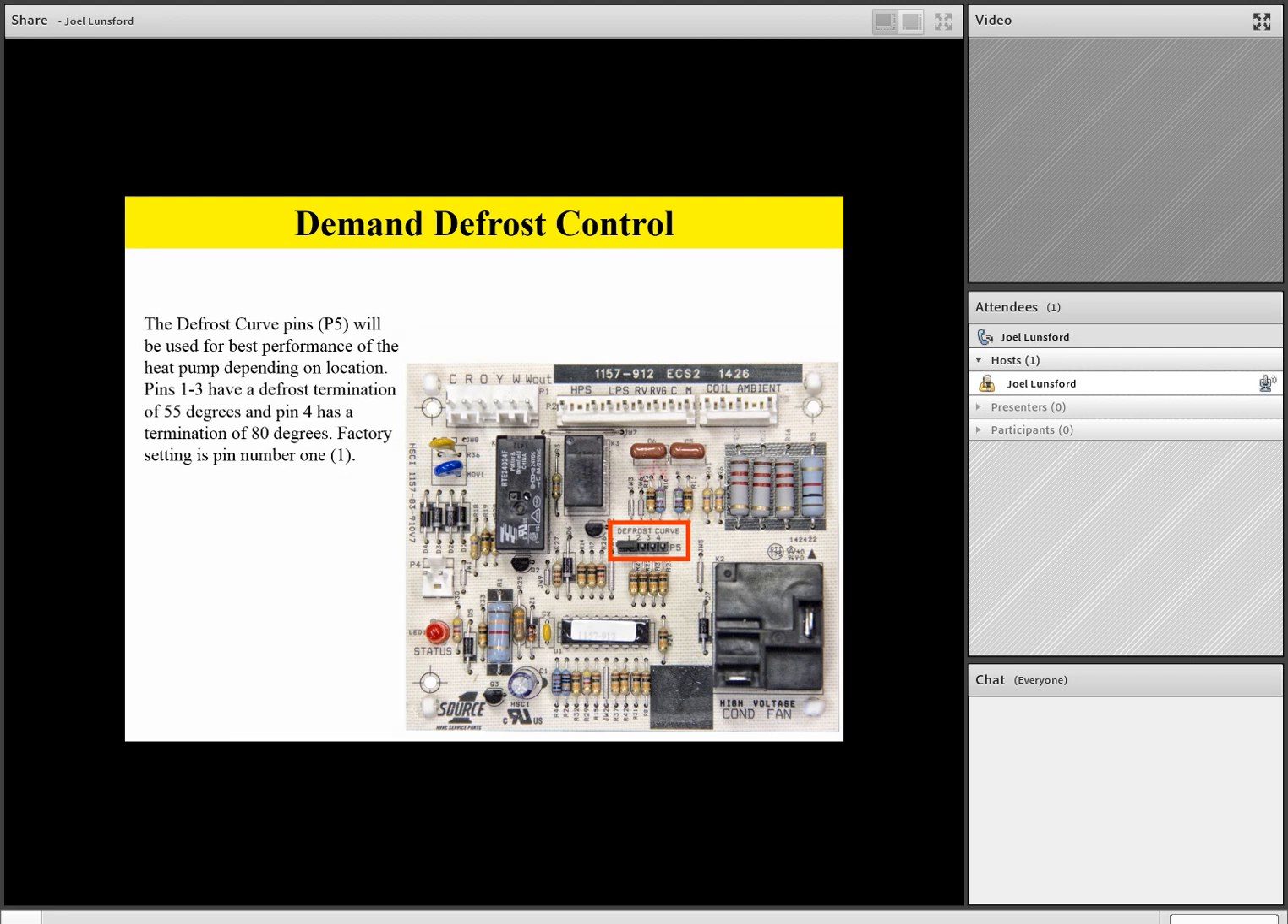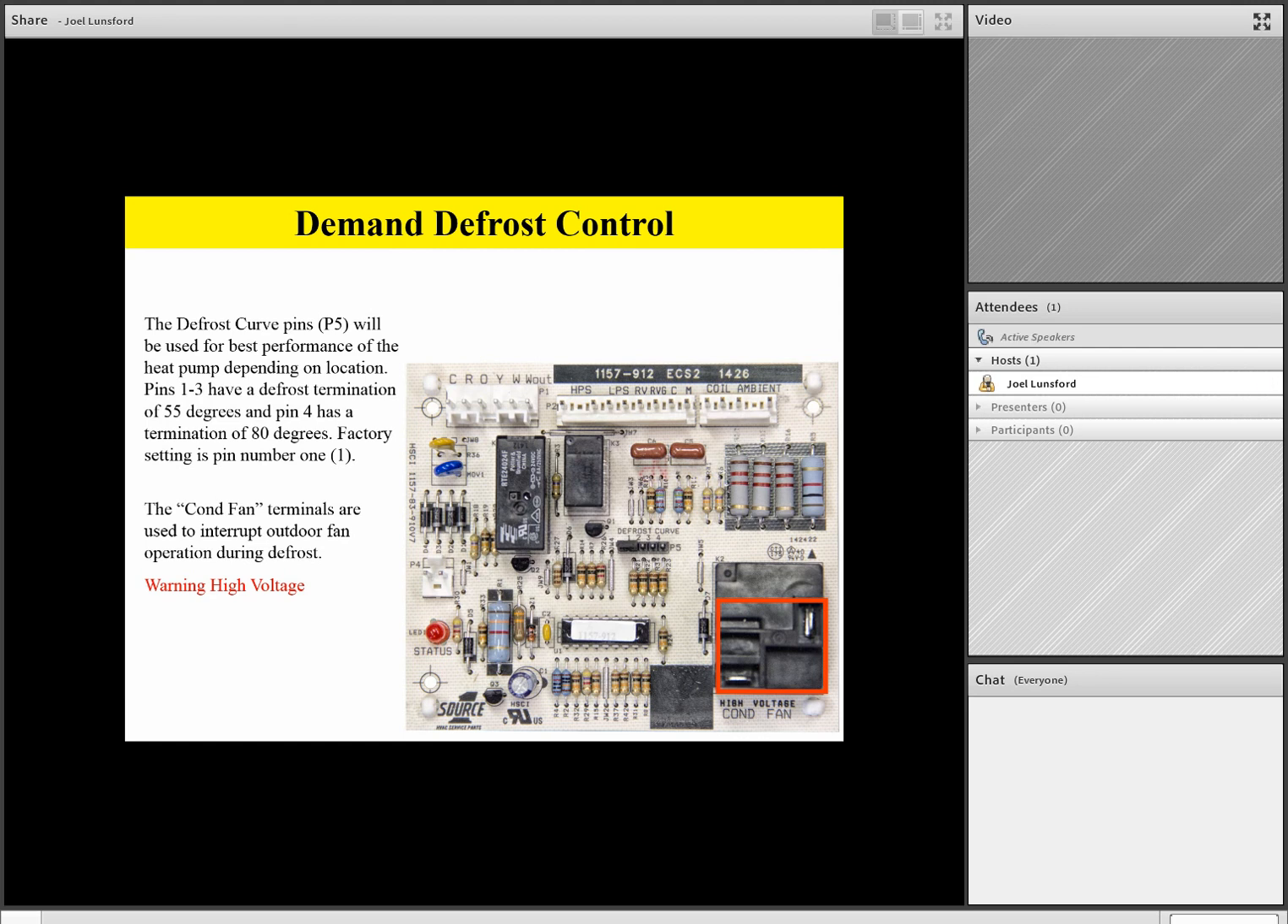Here we have our condenser fan relay. The condenser fan relay, you'll notice, says high voltage as a warning, and we want to make sure everybody understands that the condenser fan relay is the only high voltage point on this board. This high voltage relay actually breaks the condenser fan circuit electrically when we go into defrost. This is how we shut the outdoor fan off during defrost.